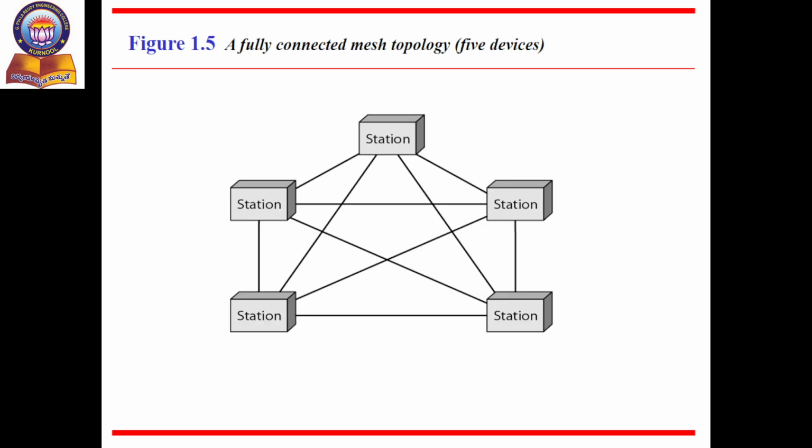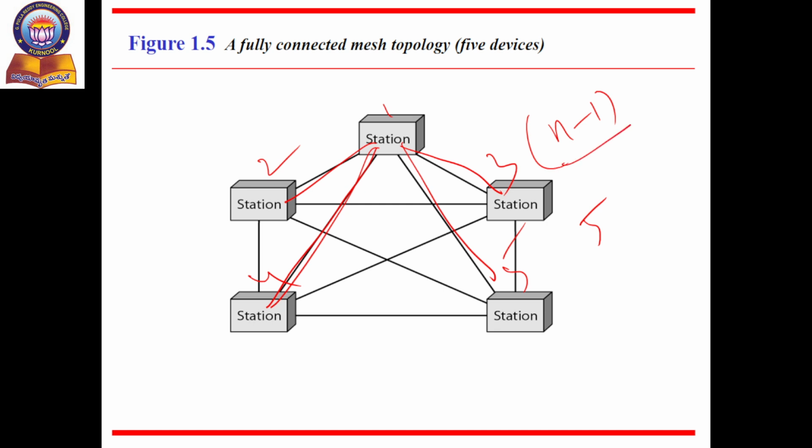So let's go to the mesh topology. Just observe the structure of the mesh topology. There are 5 systems, and every system is connected with all the other systems. That means every system is connecting with n-1 devices or n-1 systems. There are 5 systems, so each needs to connect with the 4 other systems. The first system is connected to the second system, and the same way, the first system is connected to the third, fourth, and fifth systems also. This is nothing but n-1 connections.